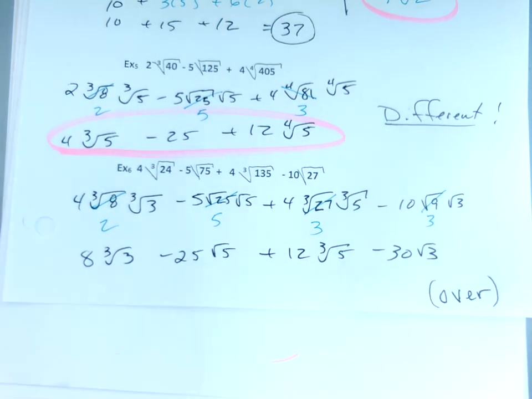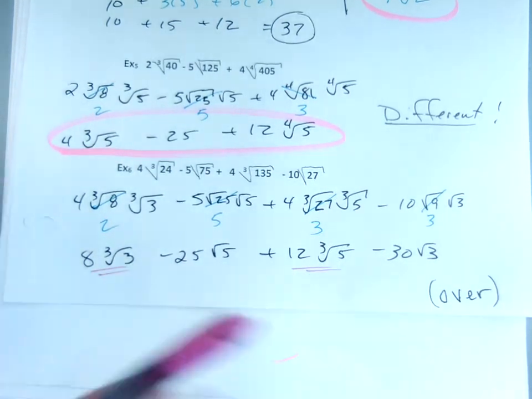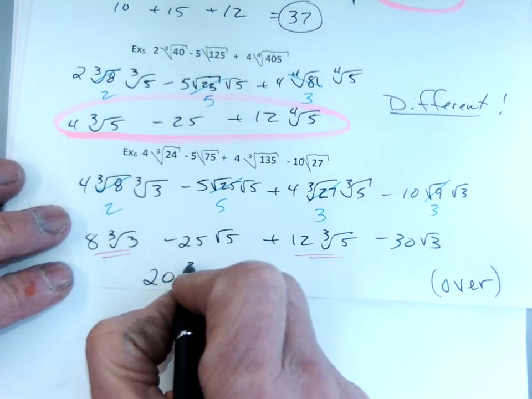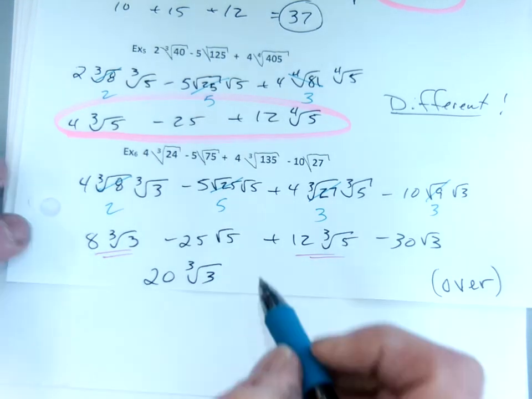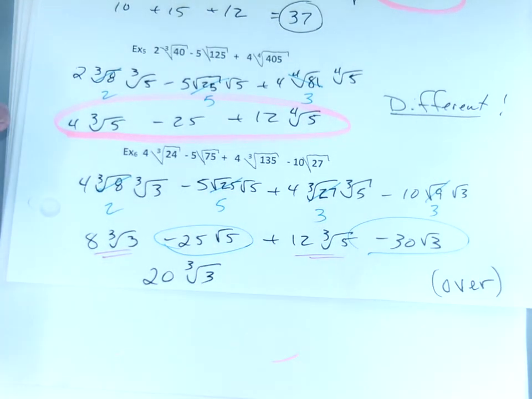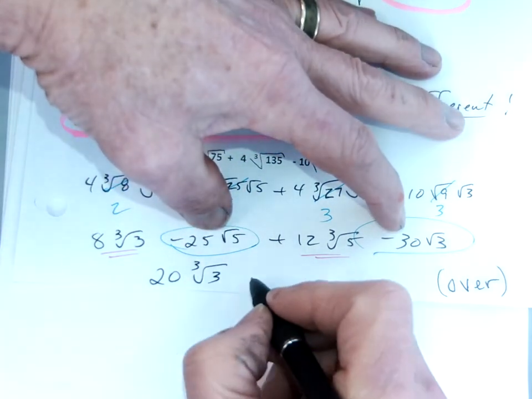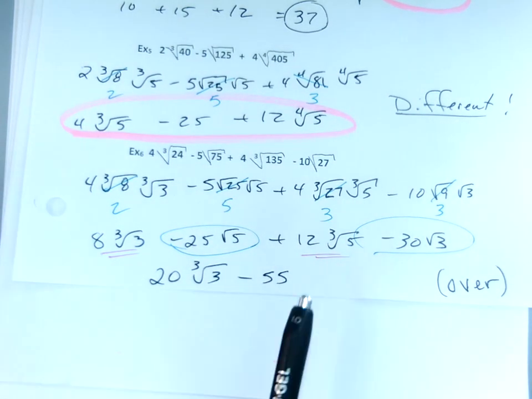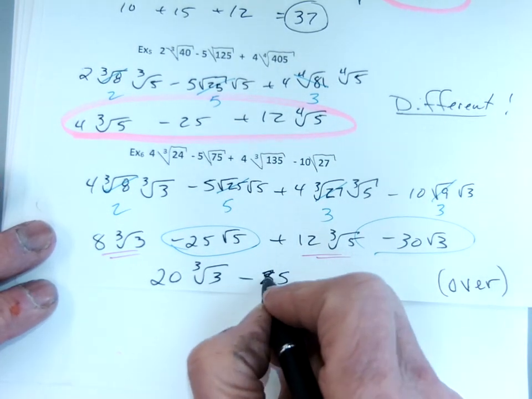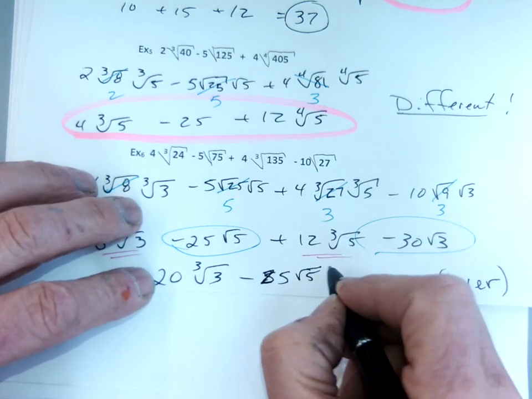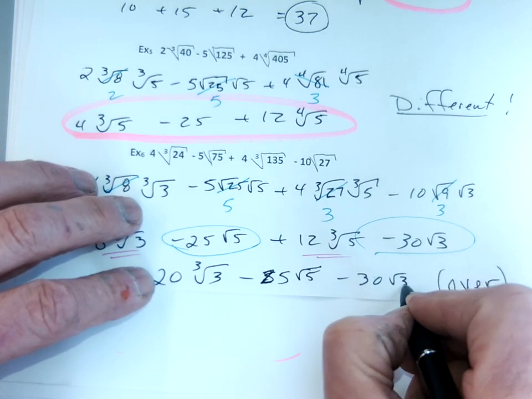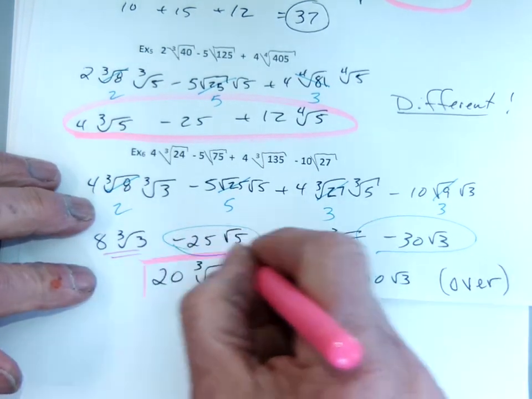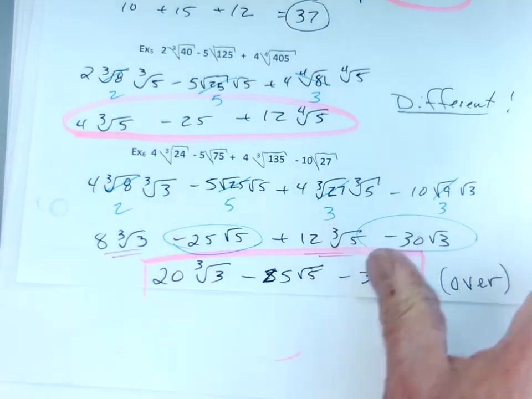Let's see, what's the same? These two are the same. I can add those. It's a 20 cube root of 3. All right. These two are the same? Let's see. Minus 55. Oh, no, they're not the same. Stop. Nope, they're not the same. 25 square roots of 5 minus 30 square roots of 3. Not the same. And then that is the answer. All right, almost made a mistake. That's typical of me. All right. Turn the page.